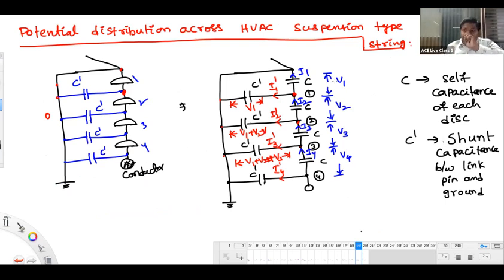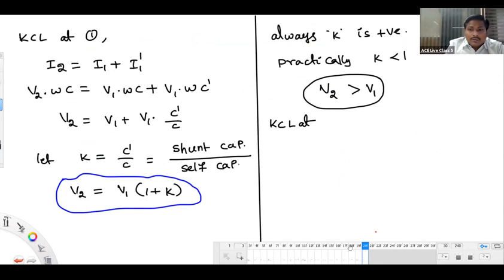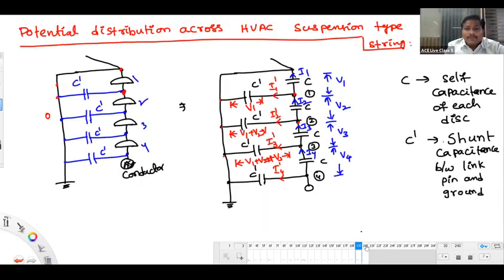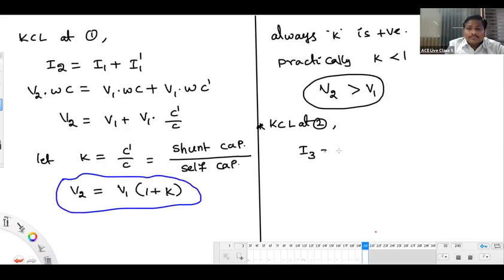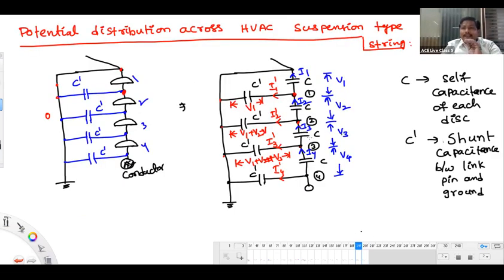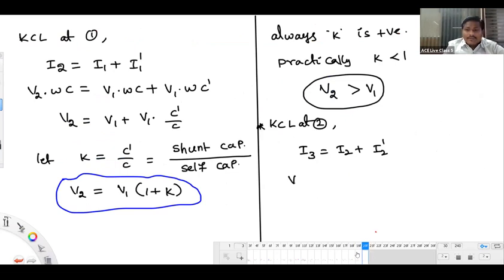Now, to compare V3 with the other things, you apply KCL at node 2. What is KCL at node 2? I3 injection equals I2 plus I2 dash. So you can write I3 equals I2 plus I2 dash. What is I3? It is V3 into omega C, similar to the previous discussions.